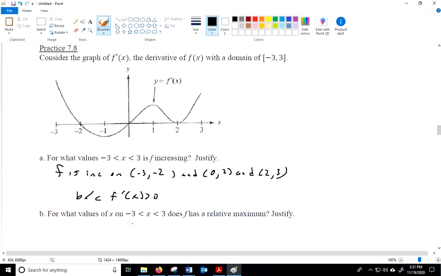For what values of x on the interval from negative 3 to 3 does f have a relative maximum? F has a relative max at x equals negative 2, because that's the only point where f prime changes from positive to negative.